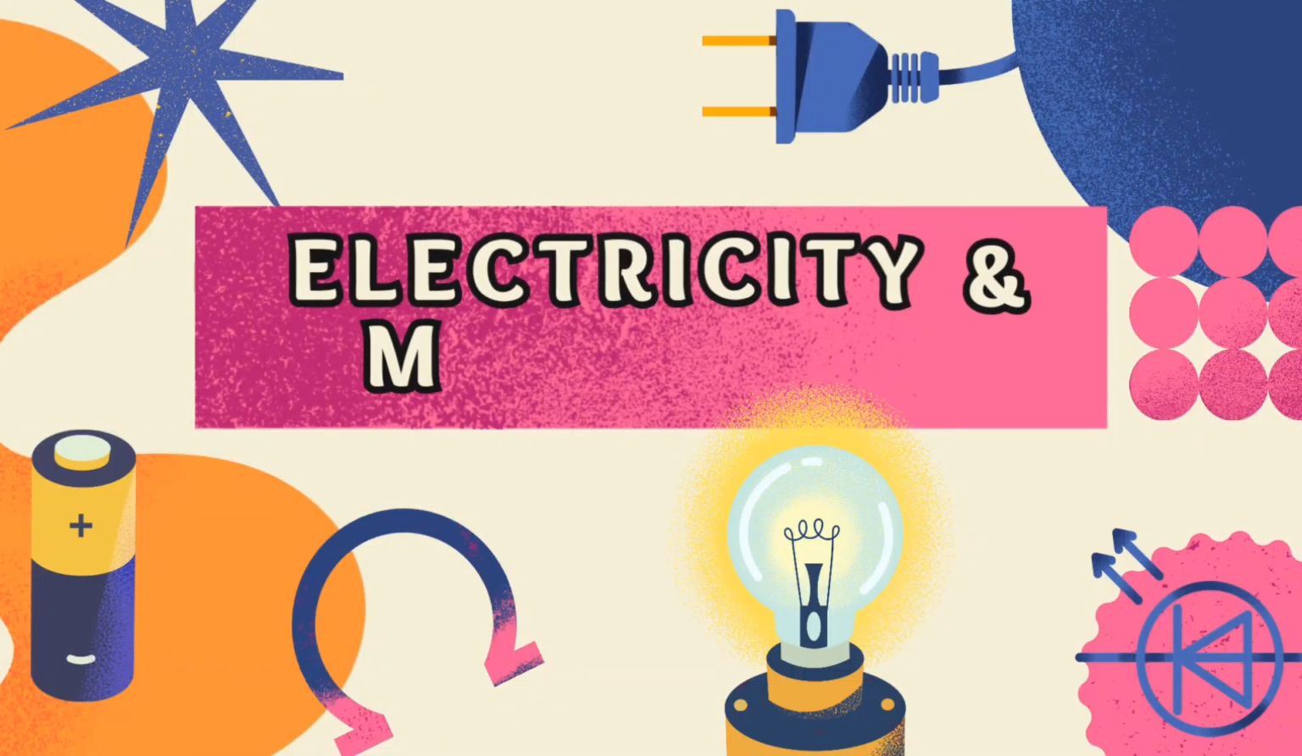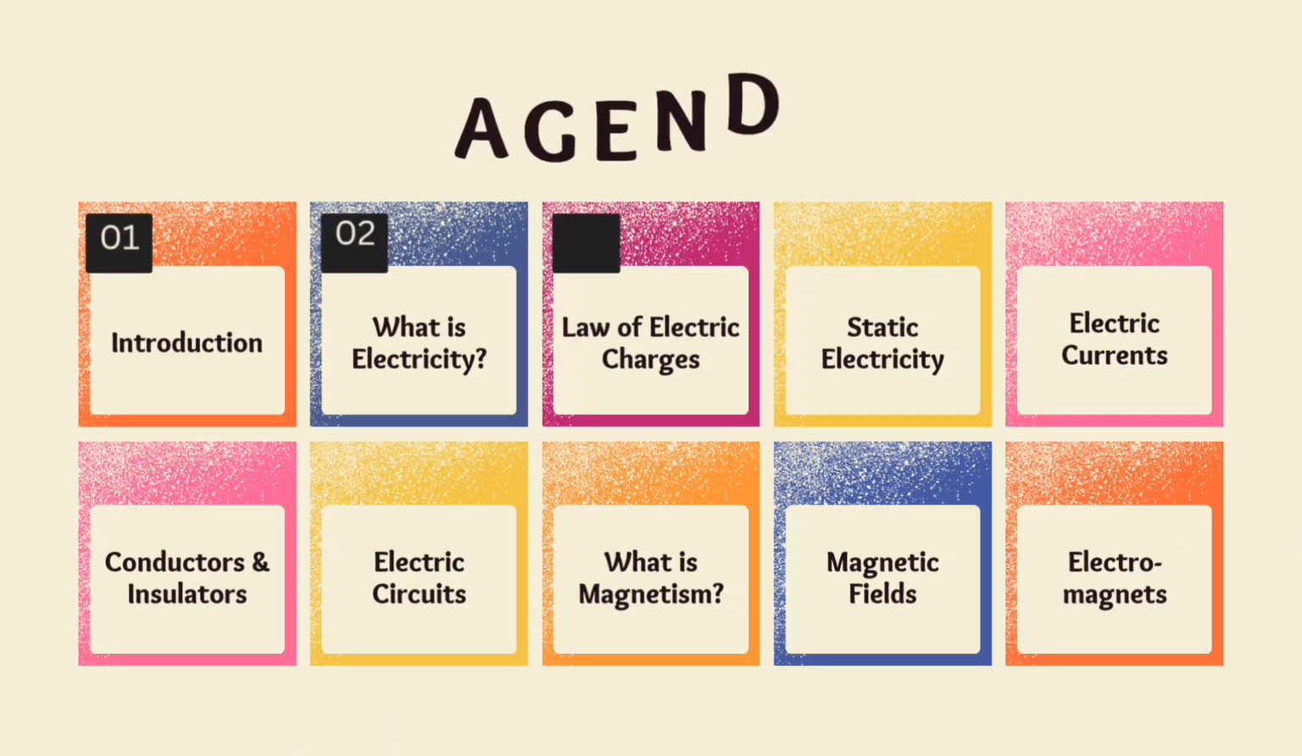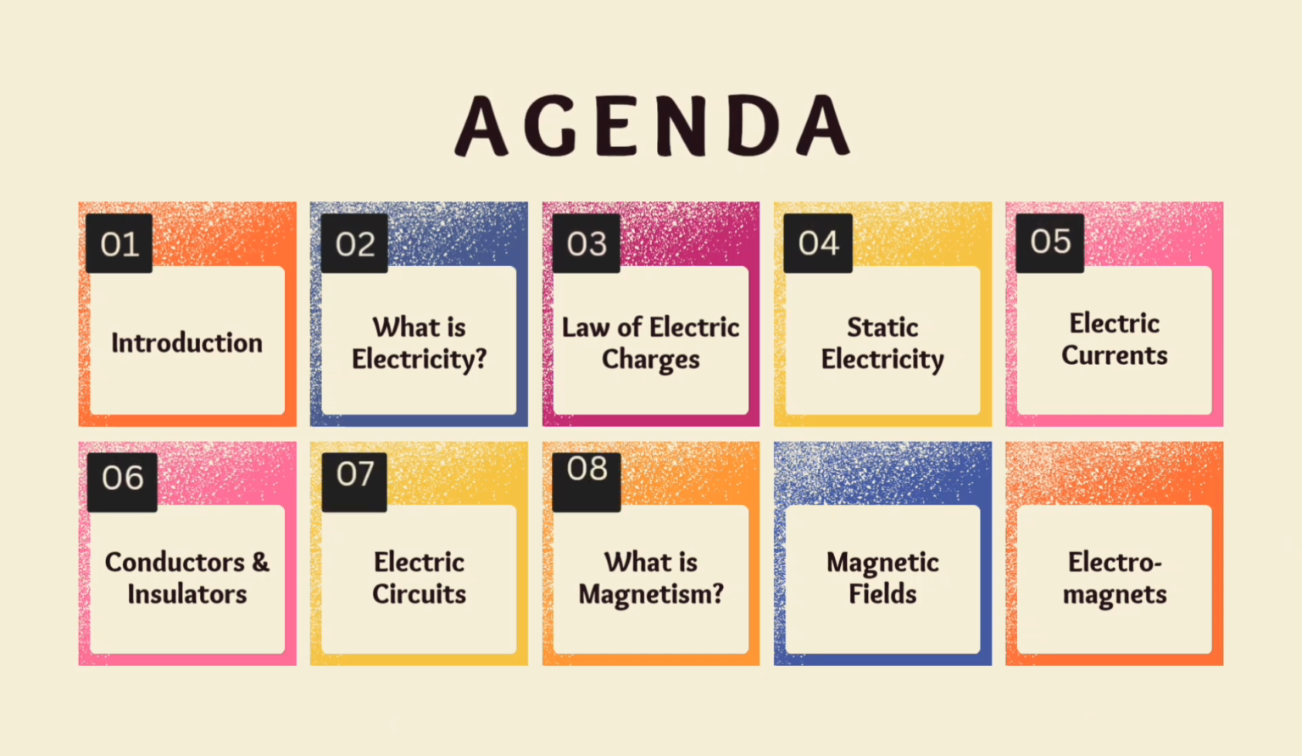In this video we will learn about the chapter Electricity and Magnetism. So let's begin. Before studying the chapter, we should learn about the prefaces such as introduction, what is electricity, law of electric charges, static electricity, electric currents, conductors and insulators, electric circuits, what is magnetism, magnetic fields and electromagnets.